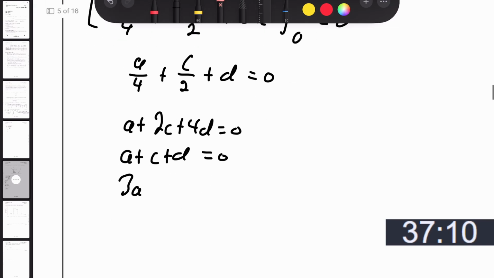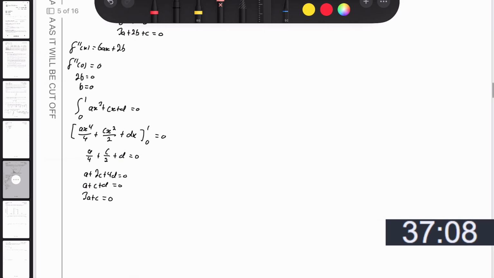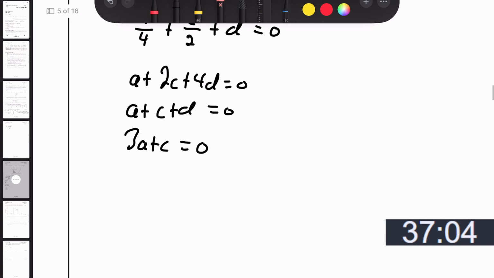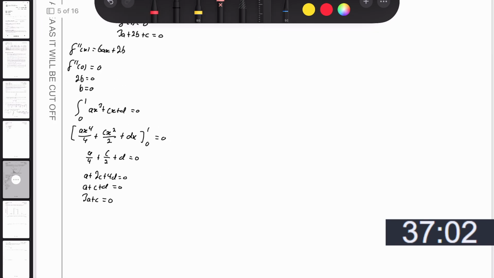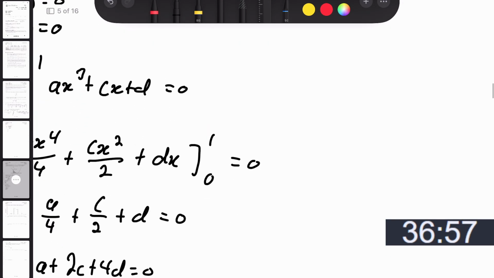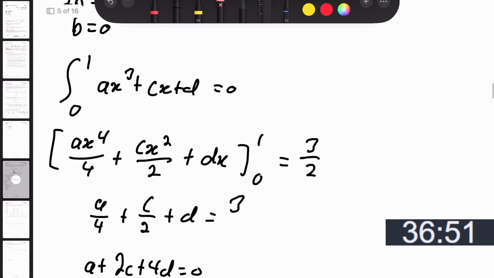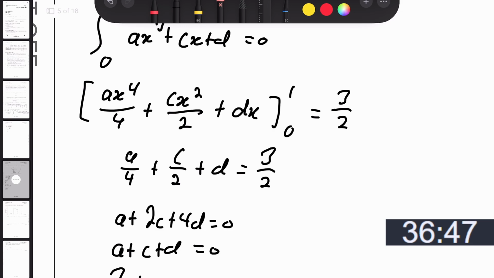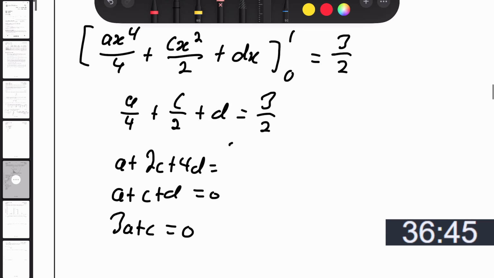And then 3a plus c must equal 0 because our b is 0, so we can ignore all of that. So then let's substitute in. Oh wait, no, sorry, that's not equal to 0. That's equal to 3 on 2. Oops.